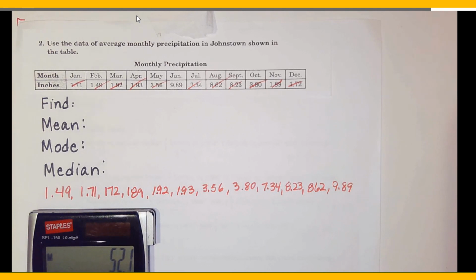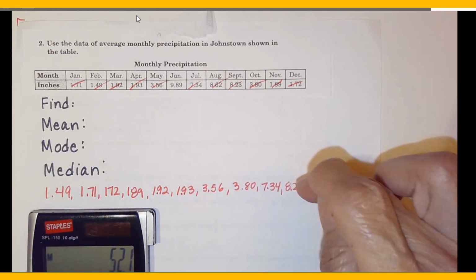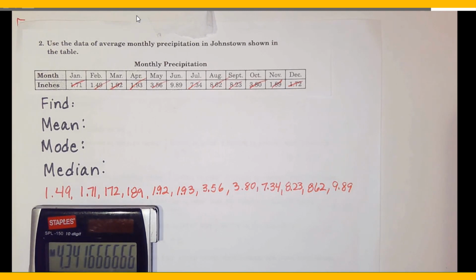52.1. Now we divide that by the number of data points that we have. So we have 1, 2, 3, 4, 5, 6, 7, 8, 9, 10, 11, 12. Divided by 12 equals 4.34.